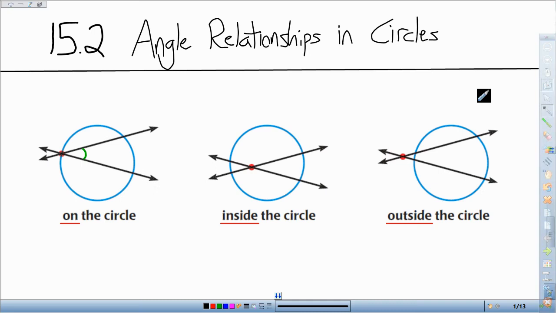Hey, everybody. So we're looking at 15.2 angle relationships and circles. Go ahead and take a minute, get this title, copy the slide, and then we'll get into it.